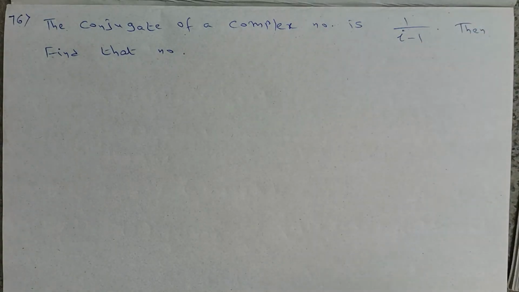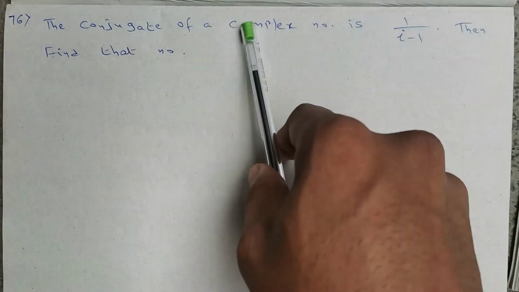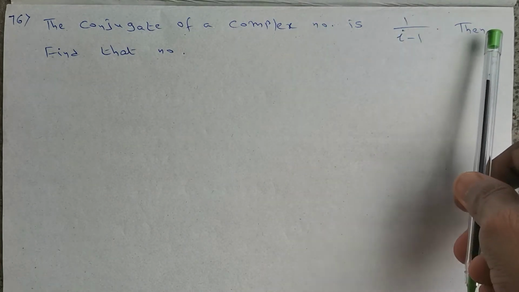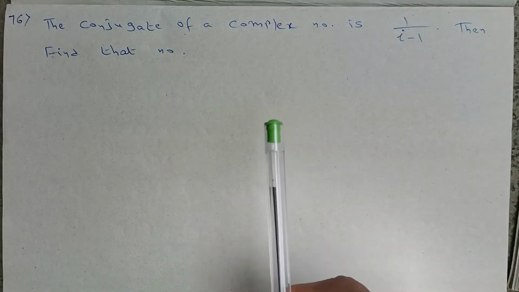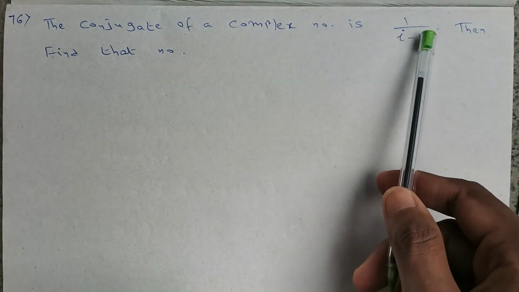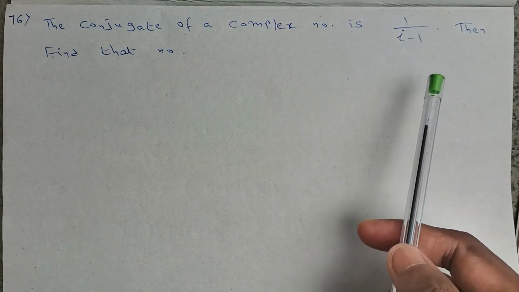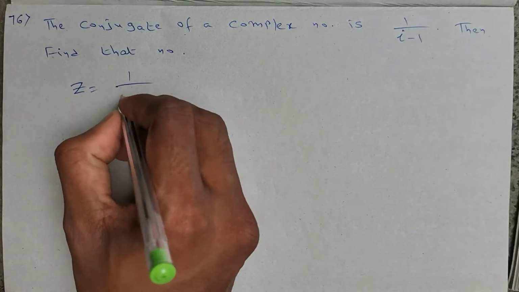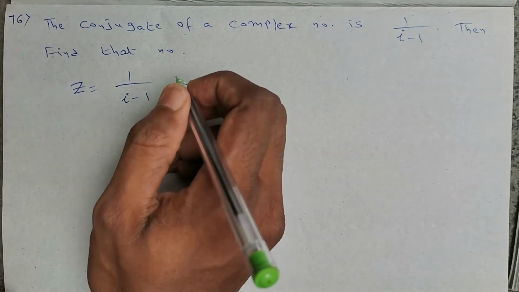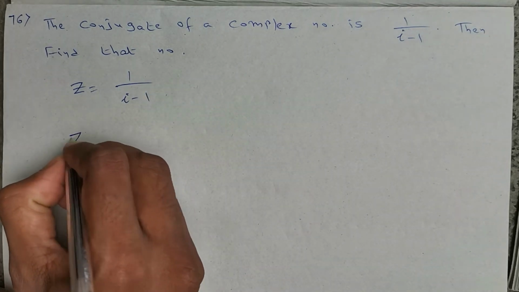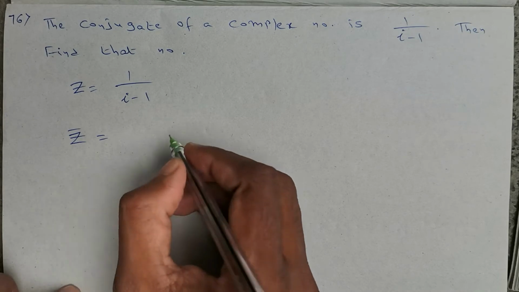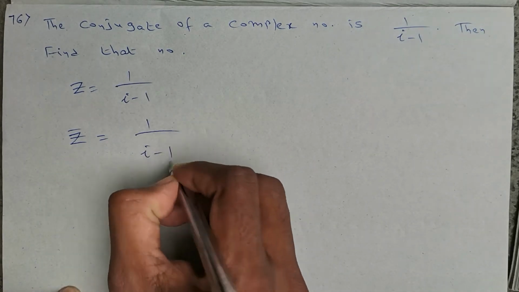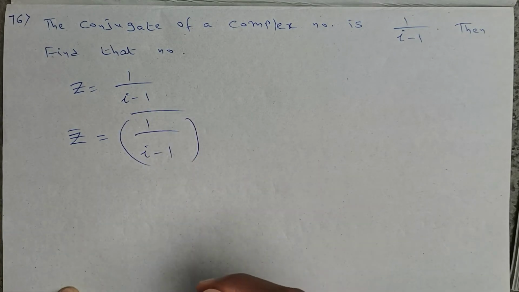Okay, the next question is, the conjugate of a complex number is 1 by i minus 1. Then find that number. Some number is there, for that number the conjugate is 1 by i minus 1. So we need to find out that number. So here z is given as 1 by i minus 1. So we need to find out the conjugate of it, that is z bar. So z bar is nothing but this total number, that is 1 by i minus 1 whole bar.